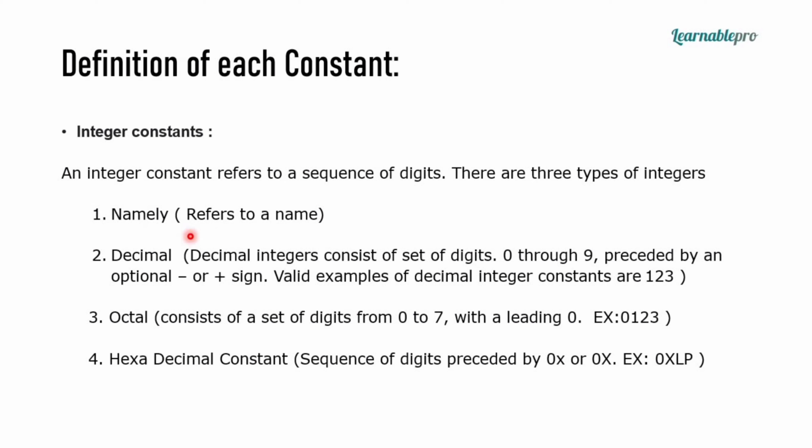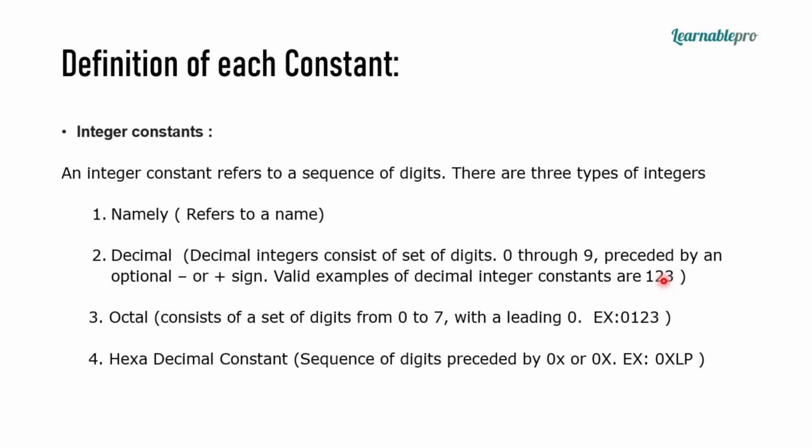Firstly, integer constants. An integer constant is an integer quantity which contains a sequence of digits. As you can see on the screen, we have some sequences of digits like 1, 2, 3 or, for example, 987. These sequences of digits are called integer constants, and these integer constants can be divided into four types. One is namely, which means it can be a name or consist of alphabets. Example: Learnablepro.